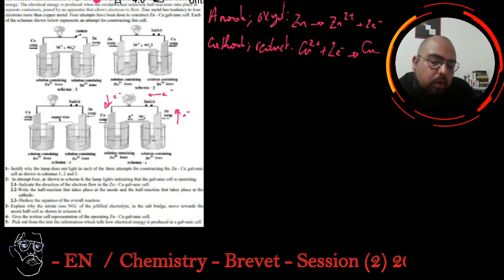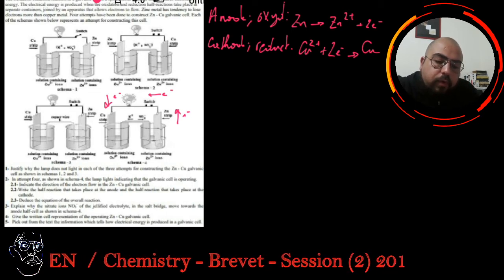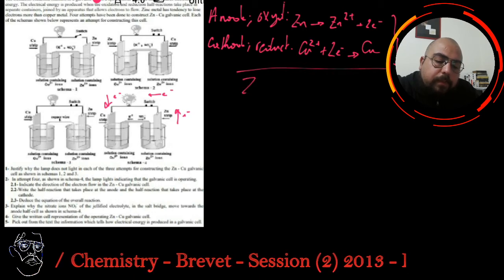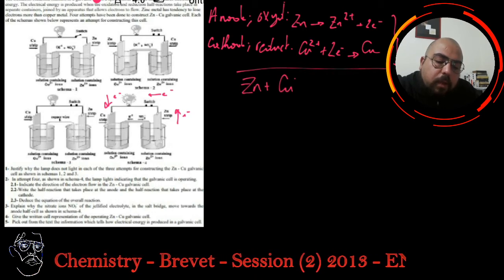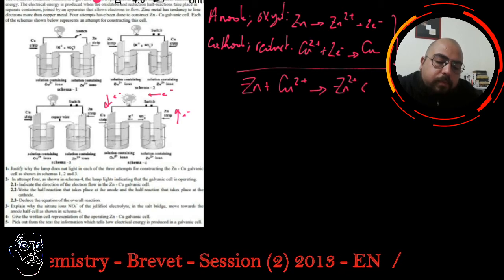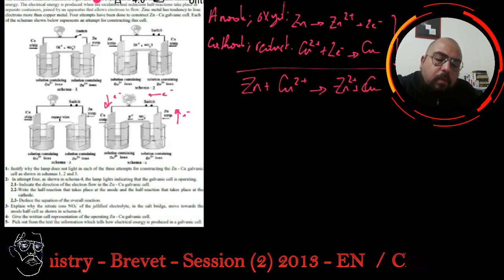Now deduce the overall reaction, the equation of the overall reaction. So in order to make the overall reaction you simply have to add them. Zn plus Cu2+ gives you Zn2+ plus Cu. Alright.